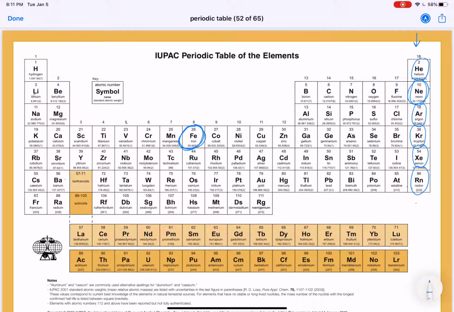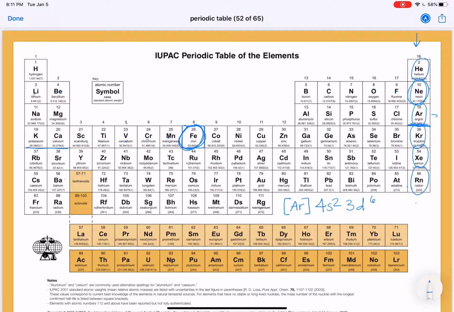When we write a noble gas configuration, we want to look for the noble gas that comes right before iron, and that would be argon. So the noble gas configuration for iron, we would write argon, and then the rest of the configuration that comes after argon, which would be 4s2 and 3d6. And that would be the noble gas configuration for iron.